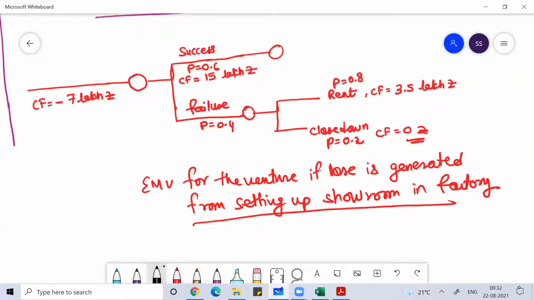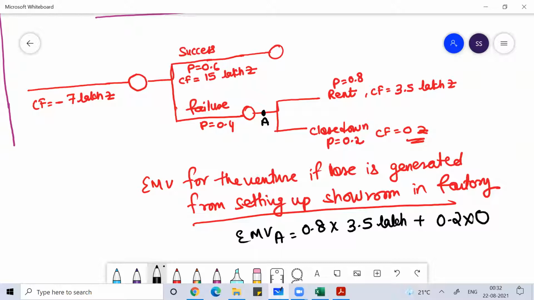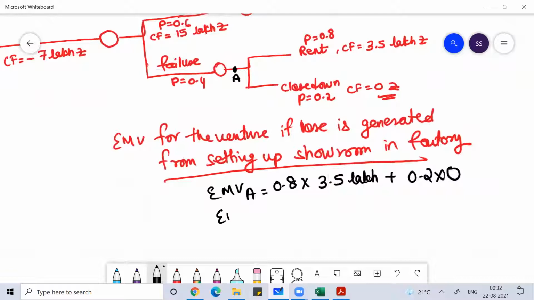So what is the economic value? I'm trying to find the economic value at node A. So that will be how much? That will be 80% is the probability that you will get 3.5 lakh rupees, plus 20% is the probability that you will get 0 rupees. Because we are not putting any capital. If you get a failure in the business, you will not put in more capital. You simply look for the alternate option to salvage the existing infrastructure. So 80% of 3.5: 8 fives are 40, 4 carry, 8 threes are 24, 28, so 2.8 lakh rupees.